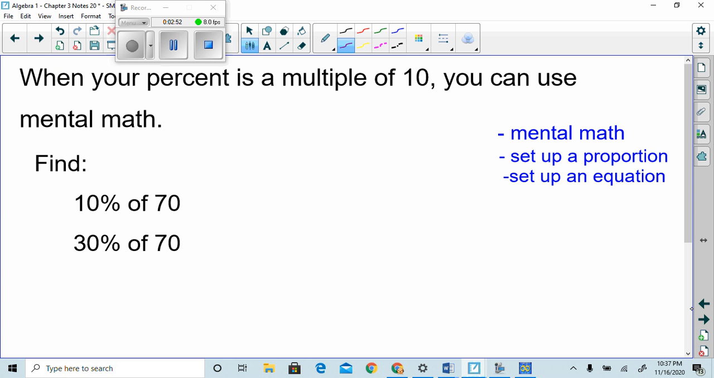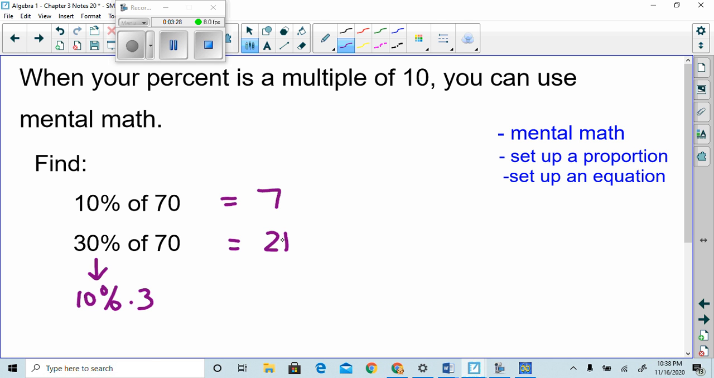We also talked about finding the percent of a number that's a multiple of 10, and we can use that mental math technique. We are going to explore setting up a proportion as well as setting up an equation, but let's think back to that mental math again. 10% says let's divide and move our decimal over 1 place. It's equal to 7. We know and recognize that 30% is the product of 10% times 3. 10% is 7, times 3, 21.